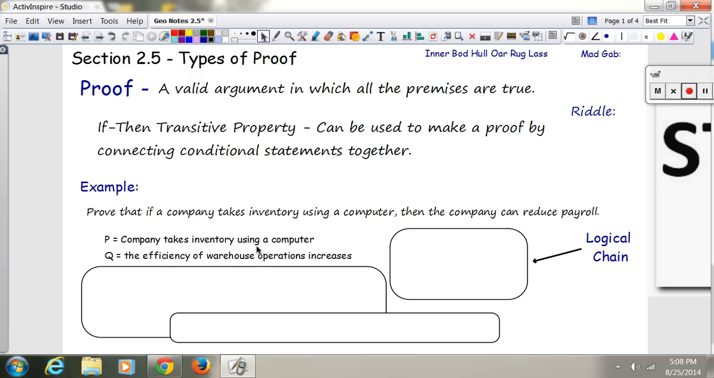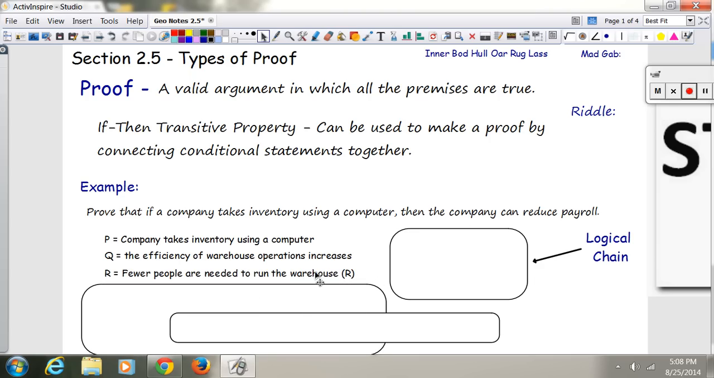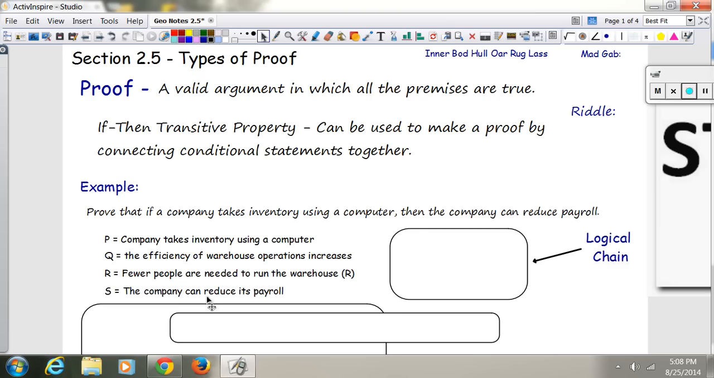So you could say that, well, if they use a computer, then the efficiency of warehouse operations increases. Efficiency would increase because the computer would make things go faster. And if the efficiency increases, then you could say that fewer people are going to be needed to run the warehouse. So you can go from them using a computer to them getting more efficient to them needing fewer people. And if you need fewer people, then you're going to save money on payroll because you won't have to pay as many people. So we just made a logical chain of events that helped us prove this statement, that if it takes inventory on a computer, they're going to reduce payroll. So here's the inventory on a computer, and because of that, they can reduce payroll because of these steps. Here's the logical chain with symbols.